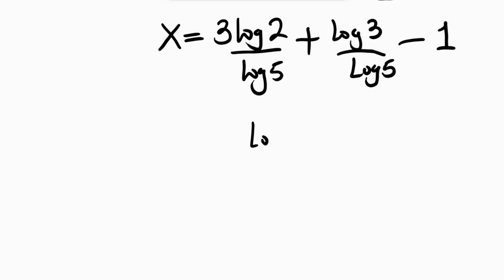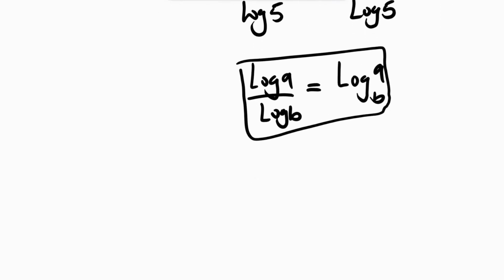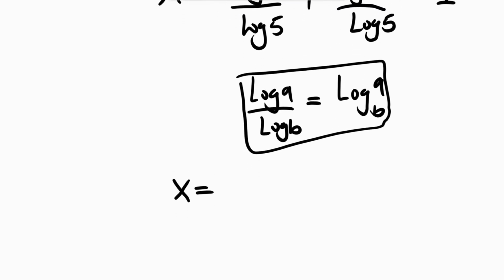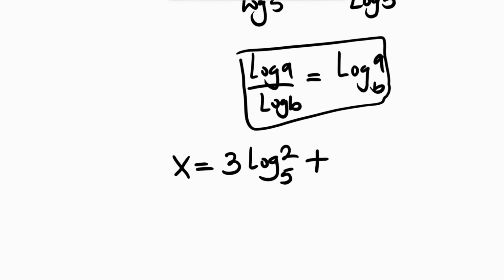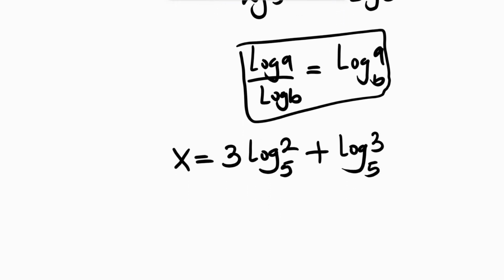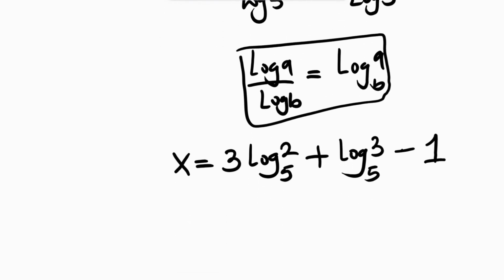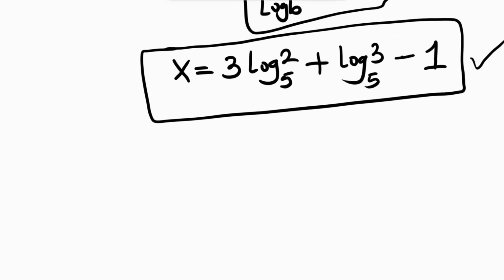So log of a divided by log of b, we know is log of a base b. Applying that, our x now becomes 3 log of 2 base 5 plus log of 3 base 5 minus 1. And this is our final answer, the final solution to the question.